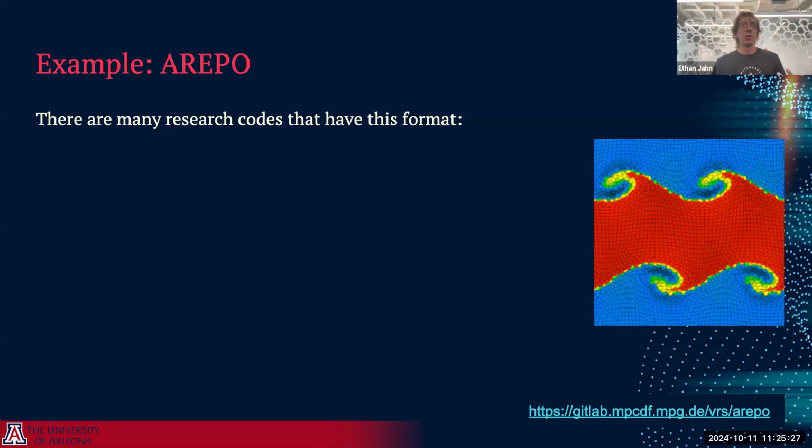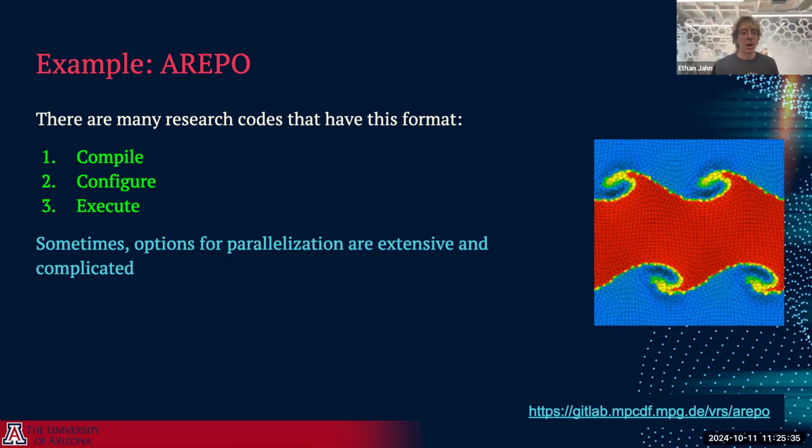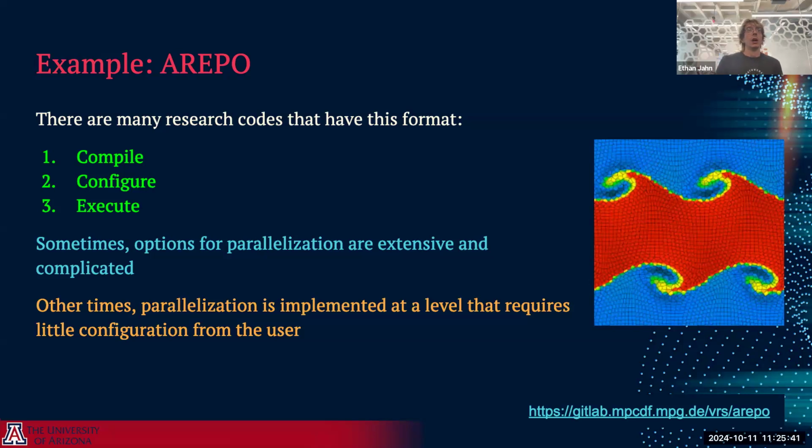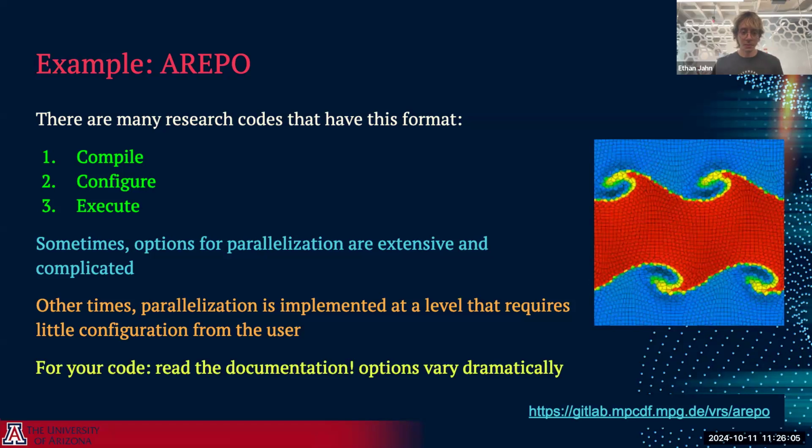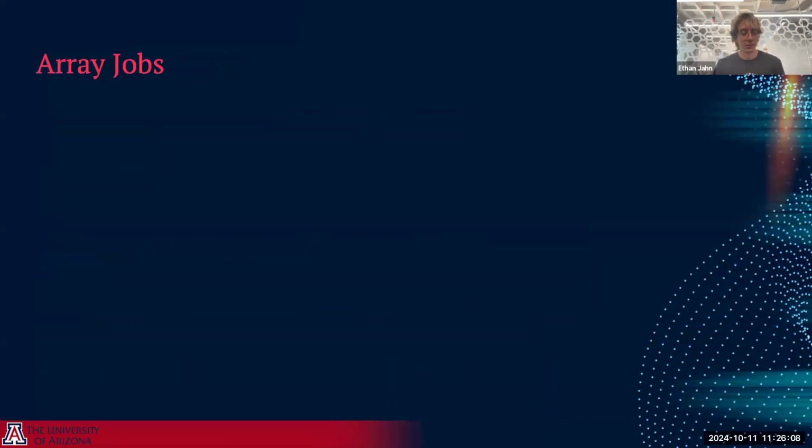So yeah, just to generalize, there are many research codes that have this formula. First step, compile. Second step, configure. Third step, execute. And sometimes options for parallelization are extensive and complicated. Other times they're a little bit more straightforward. So again, research codes vary widely, so read your documentation. But many times you can get away with implementing advanced parallelization techniques that have already been implemented for you without too much complicated configuration on the user end. So yes, again, read your documentation.